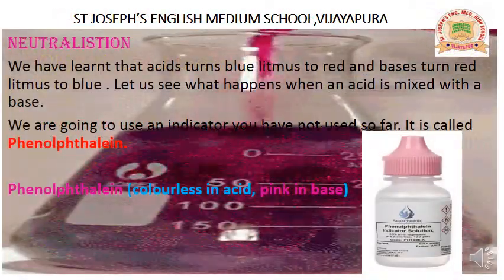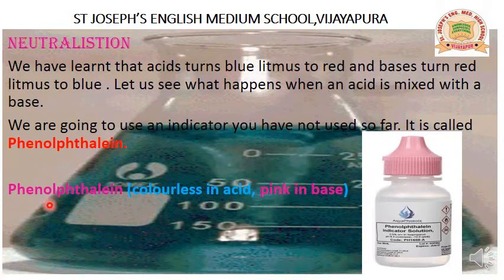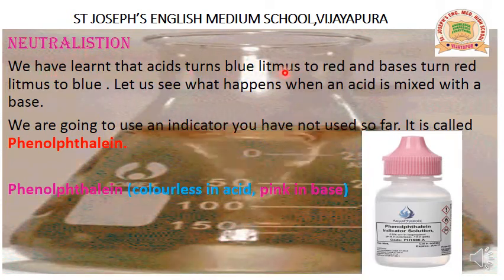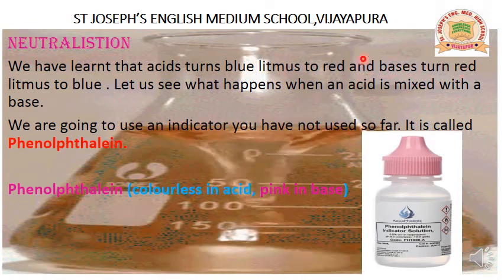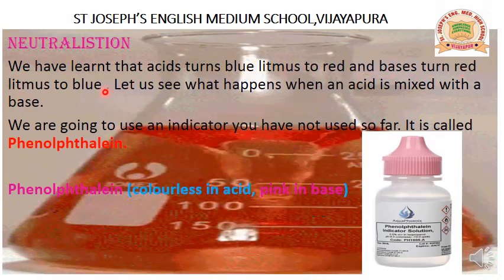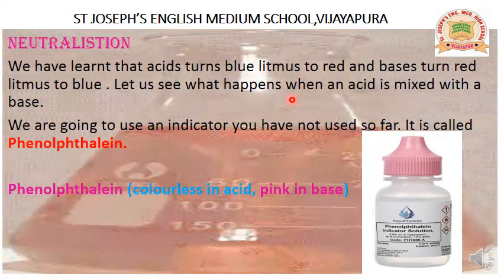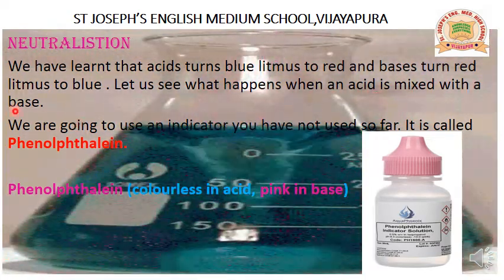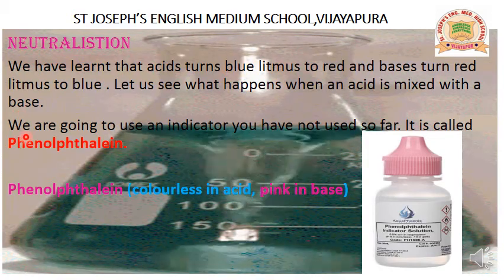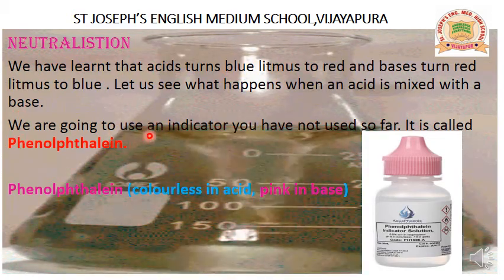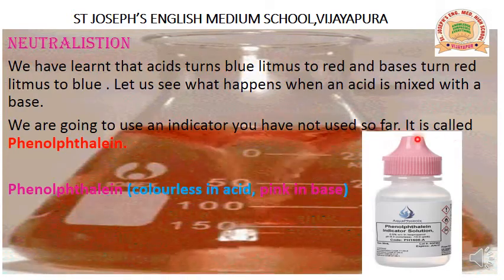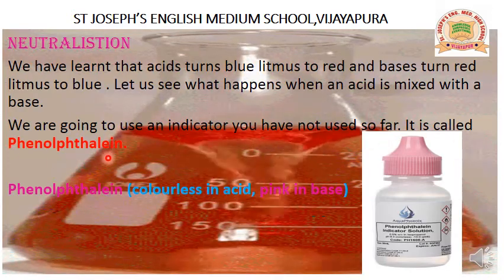Neutralization is completely new for us, right? We have learned that acid turns blue litmus to red and bases turn red litmus to blue. Let us see what happens when an acid is mixed with a base. We are going to use an indicator you have not used so far. It is called phenolphthalein.